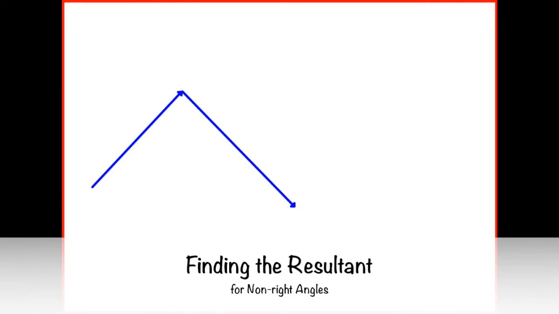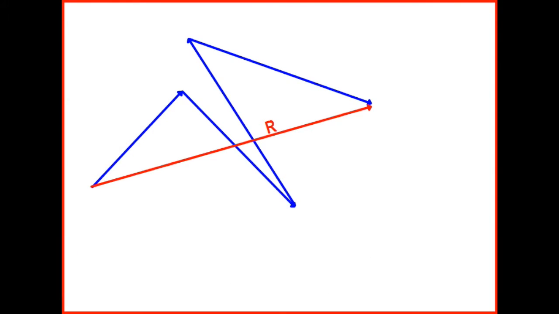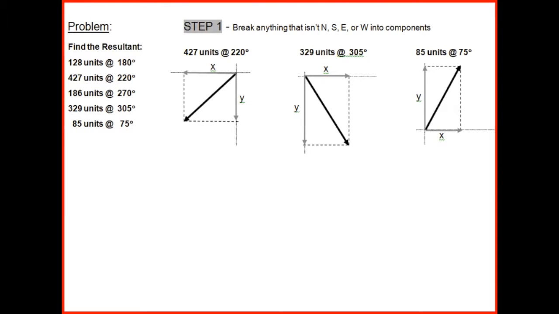If we were doing graphic method, we could draw a whole bunch of vectors, tip to tail, and it wouldn't matter what order they were in or what direction they pointed. But so far we only know how to combine vectors that are north, south, east, west. That's what this problem is about, how to combine vectors that are not at right angles to each other.